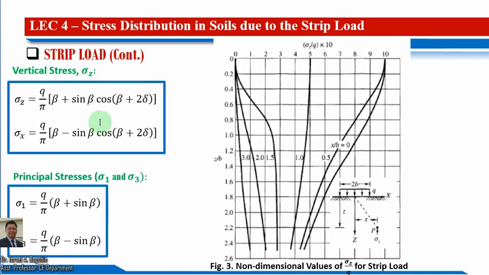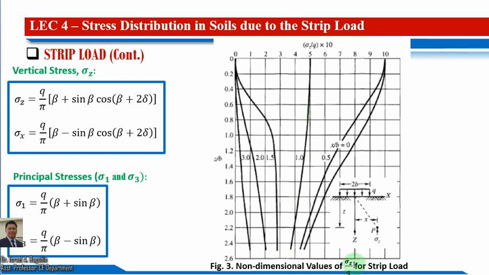Proceeding, we also have this vertical stress formula for sigma z and sigma x, which is equal to q over pi times this quantity here, and for the sigma x it is just the same, but with only a minus here. And for our principal stresses, sigma 1 and sigma 3, we have these corresponding formulas: q over pi times beta plus sine beta, and for the sigma 3 it is q over pi times beta minus sine beta.